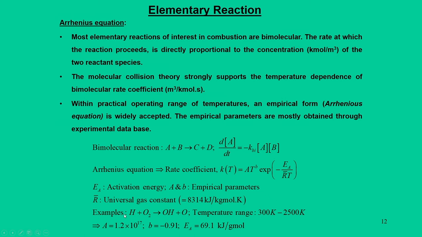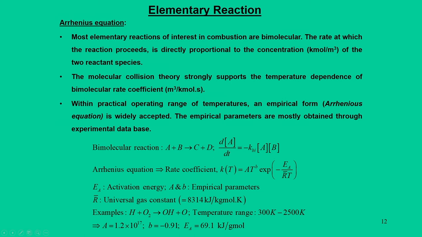So, for example, H plus O2 gives OH plus O. If you use this Arrhenius equation in the temperature range of 300 to 2500 Kelvin, we can find that the A value is 1.2 times 10 to the power 17, b is minus 0.91, and EA is 69.1 kilojoule per gram mole.